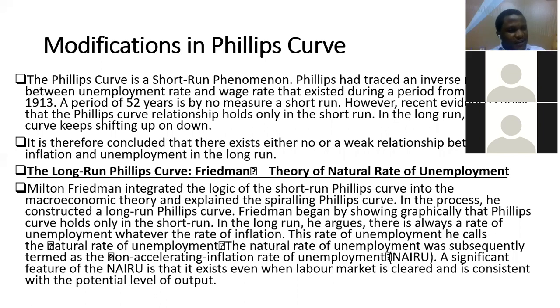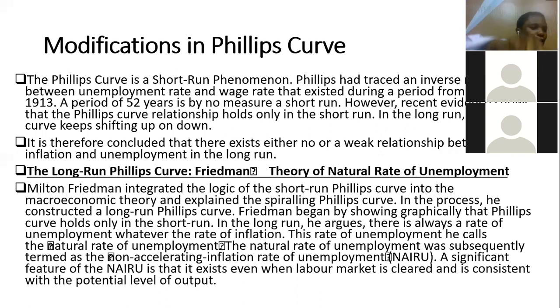They trace the inverse relationship between unemployment rate and wage rates that existed during a period between 1861 and 1930. That's 52 years. They show the evidence that the Phillips curve holds in the short run. But in the long run, the Phillips curve keeps shifting downward. They therefore concluded that there is no existence of the Phillips curve in the long run, or the relationship is weak. You will extensively deal with this in your year 4.